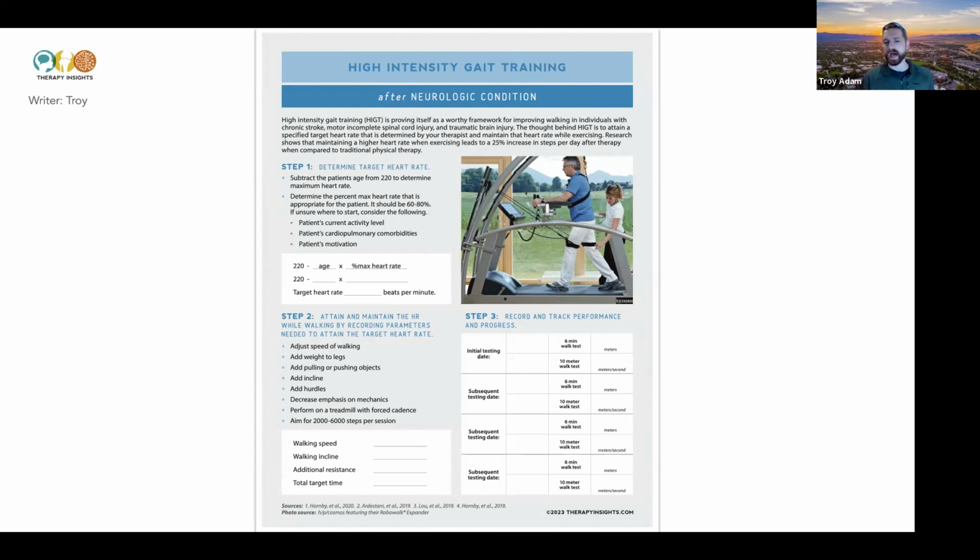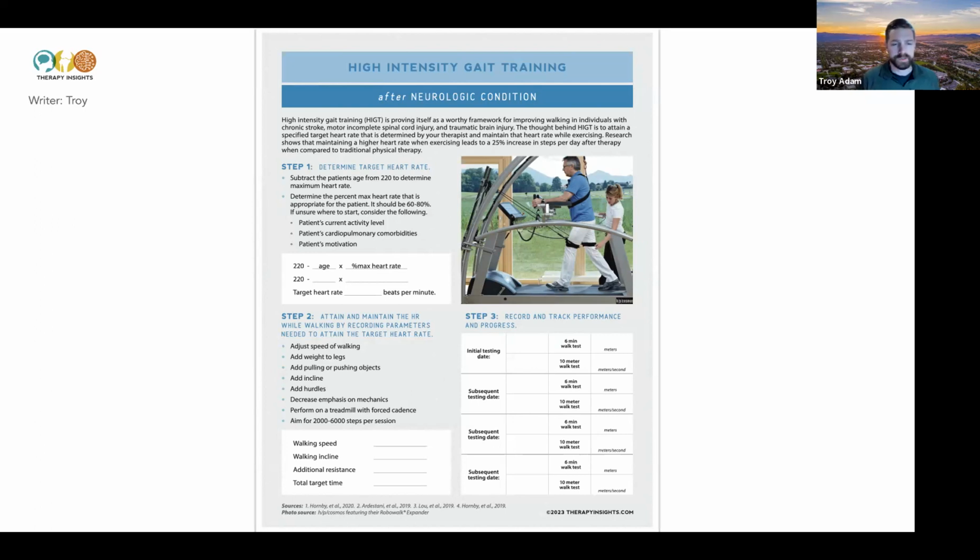Might be challenging that a little bit. And then the 10-meter walk test, more of an assessment really of gait speed. So we'll measure that in meters per second. And you can use that to determine fall risk. Or, right, ideally we're improving gait speed as time goes on through therapy.